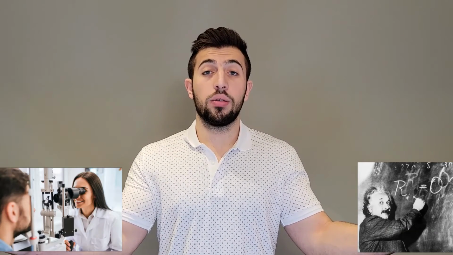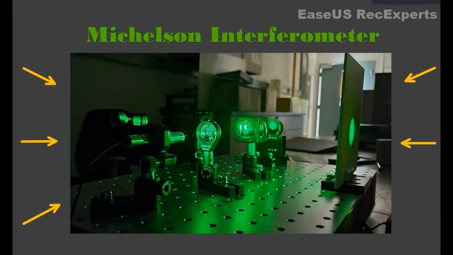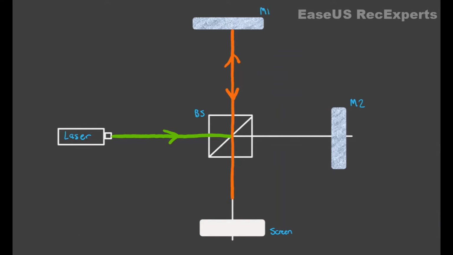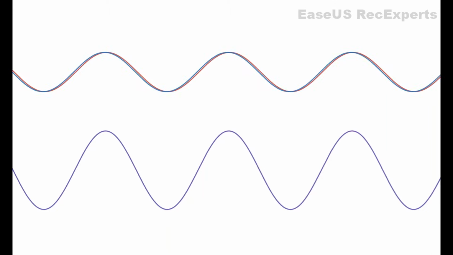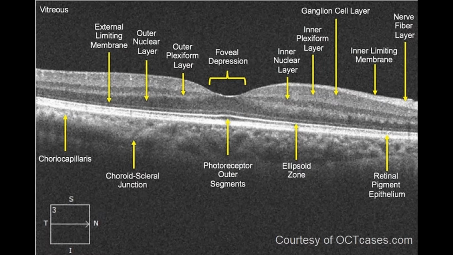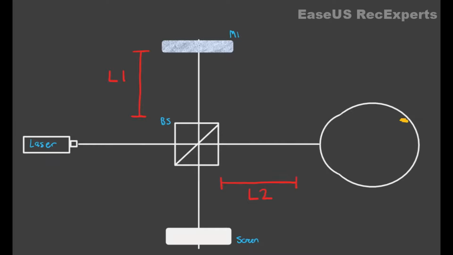What do physicists and eye doctors have in common? They both make use of the Michelson interferometer to make sense of the world around them. Physicists use this to understand the nature of light, study what light is made of, and how it interacts with itself. Eye doctors, on the other hand, use this technology to image the retina.